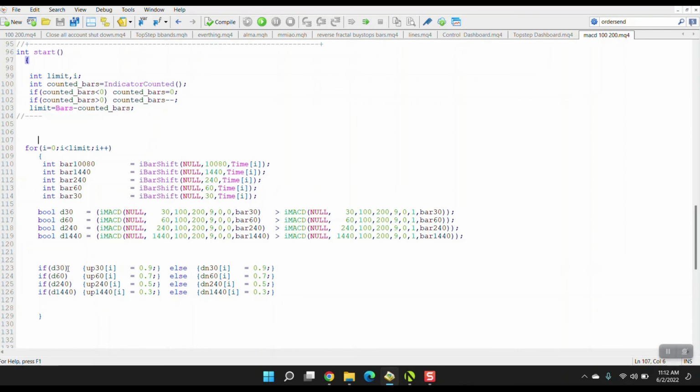Drop down here. If D30 is true, then up30, which is lime, colors are set up above, equals dot 9. That was that highest row of dots. Otherwise, else, down30 equals dot 9. So it's going to be red or it's going to be lime. And it's the same thing for the 60 minute, 240, and 1440.